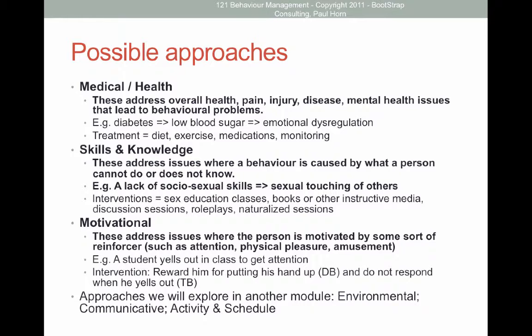So an example might be a student yells out in class to get attention. That's the troublesome behavior. So our intervention would be to reward him for putting his hand up in class. That's the behavior we want him to do, the desired behavior, or DB. And we might make sure that we have a rule where we simply do not respond at all when he yells out, so that that behavior is met with what we call extinction, or a complete lack of reward. By trying this approach over time, he'd start to realize that the hand-raising behavior is much more functional or effective than the yelling out behavior, and that would gradually cause him to change his behavior.